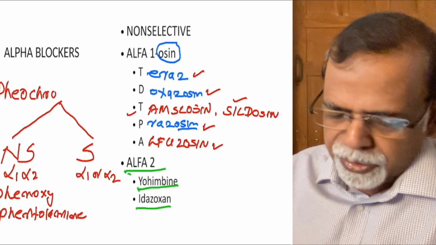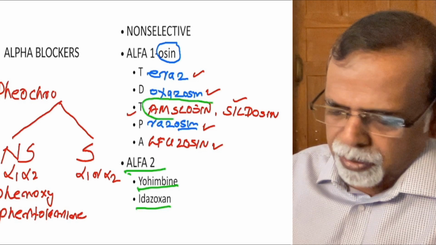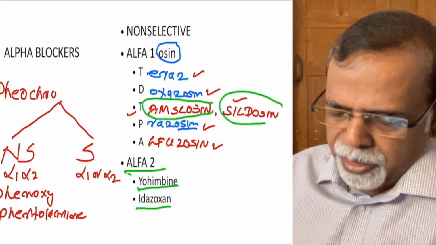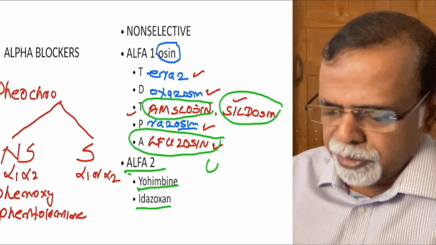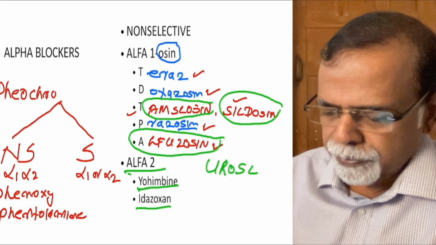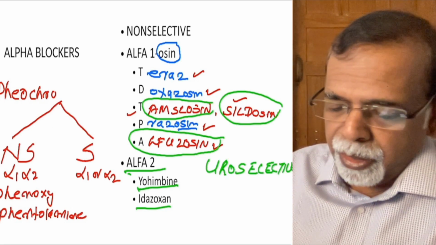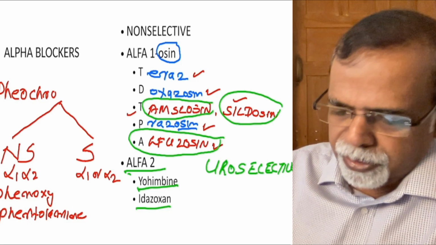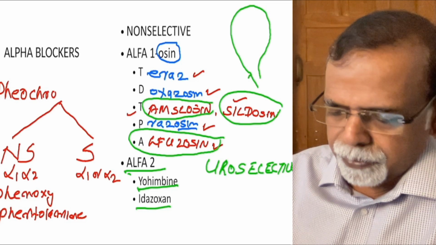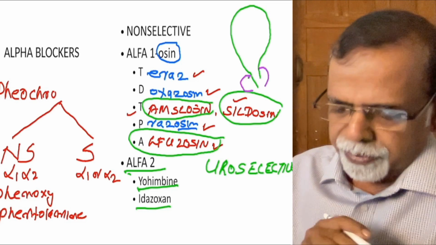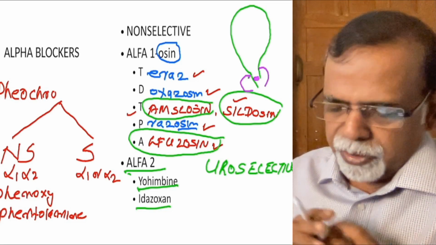This tamsulosin and silodosin, silodosin and alfuzosin, they are uroselective. Remember this term, uroselective. What do you mean by uroselective? They act mainly in the urological sites. We have said about the bladder, the prostate and the internal sphincter. It is because of the selectivity of the receptors.